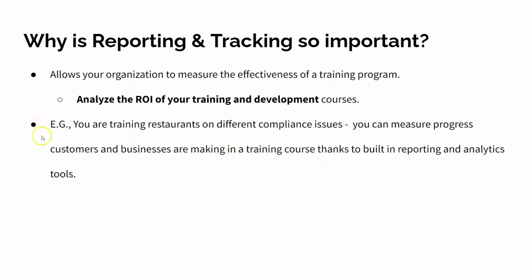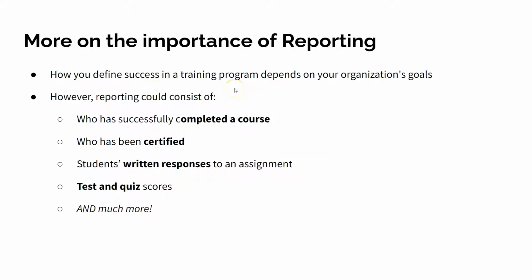For example, let's say your company is training 20 different restaurants in New York City on food and safety, as well as diversity training. You can easily monitor the effectiveness of these training programs thanks to Academy of Mind's built-in reporting and analytics tools. Whether you're looking to see who's successfully completed a course and been certified, or wanted to read a student's written response on an assignment, or see how students scored on a test, all of that and much more is possible with Academy of Mind.